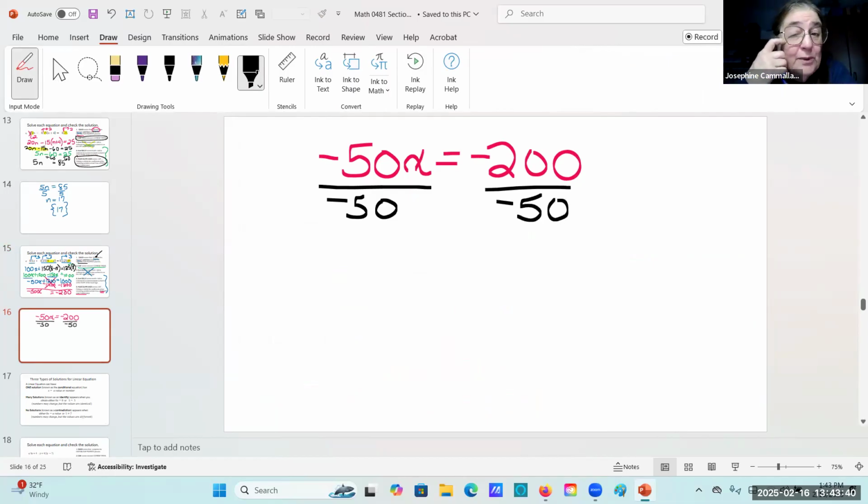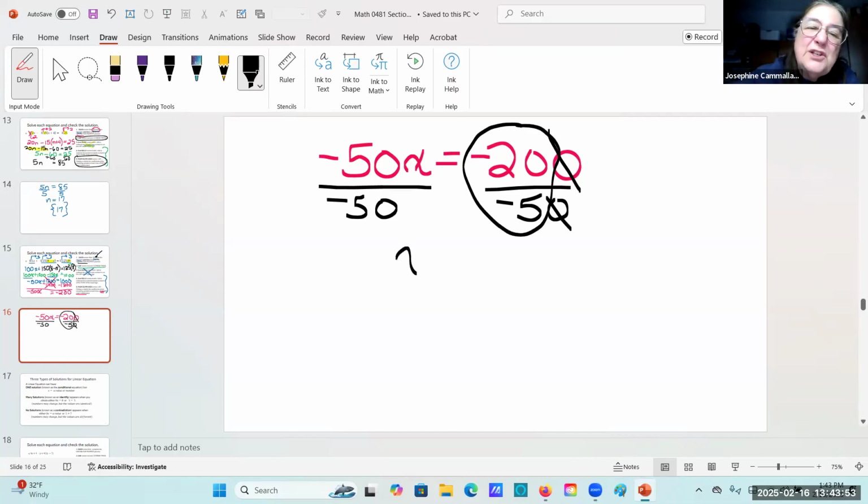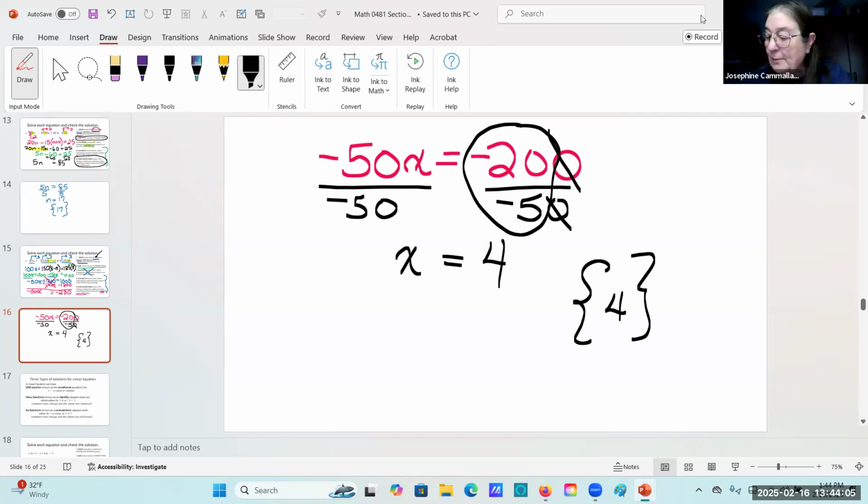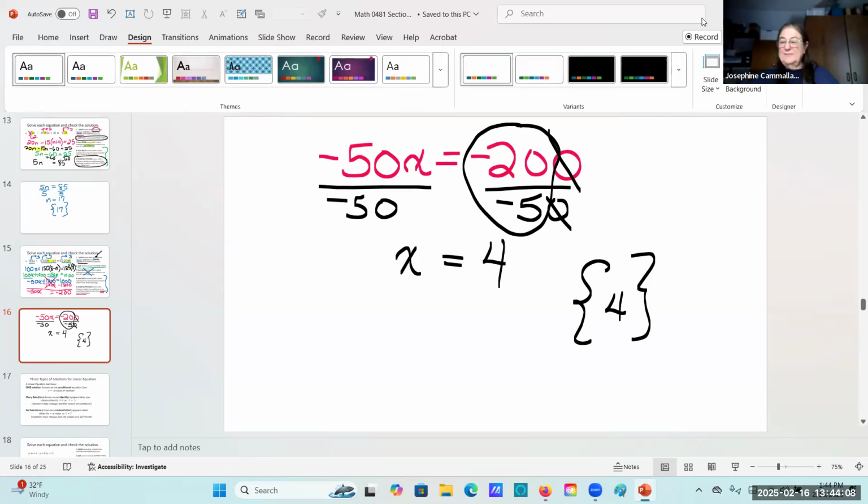Now, I want to show you a little trick. I'm going to take away one 0. That's like dividing by 10. And that then gives me just this fraction, which is x is equal to a positive 4, because negative divided by negative is positive, or my solution set is 4. Any question with this? Does everybody see what I did?